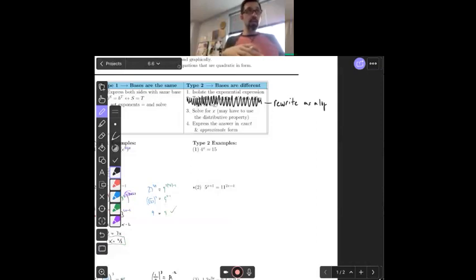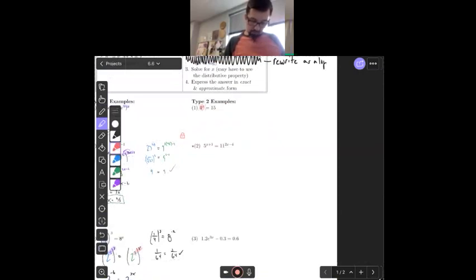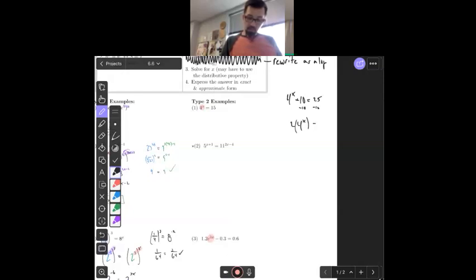The first step here is to isolate the exponential expression. We're not going to do number 2 right now. We may come back to that later. That piece needs to be isolated, so that if this problem said 4 to the x plus 10 equals 25, my first step would be to subtract 10 from both sides. If this problem said 2 times 4 to the x equals 30, my first step would be divide by 2. We want to isolate that power first.